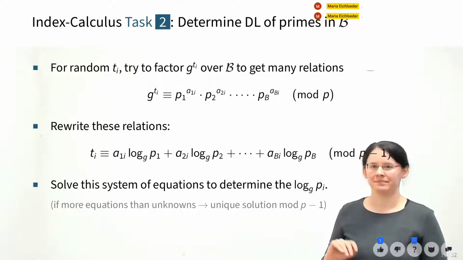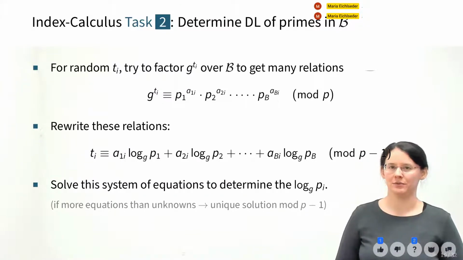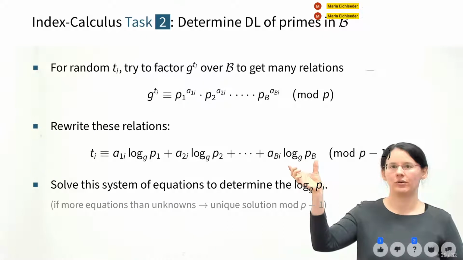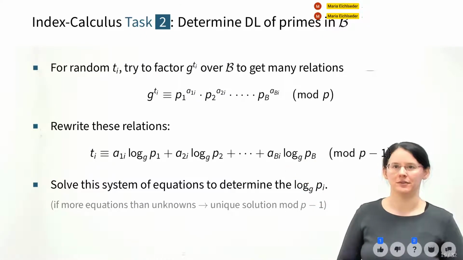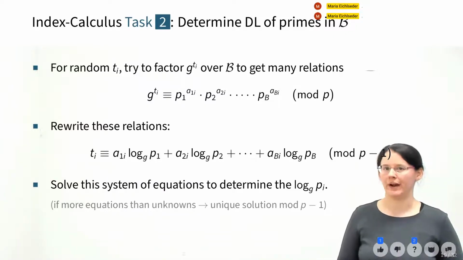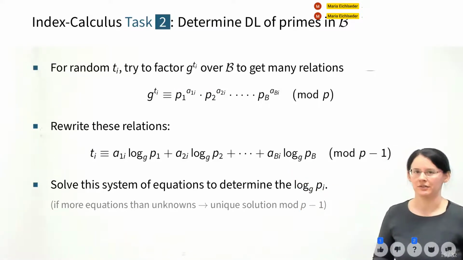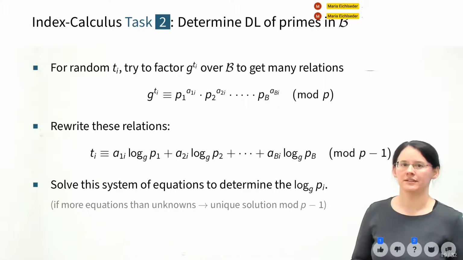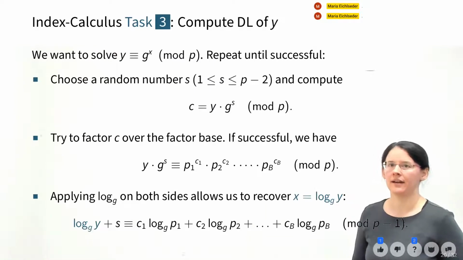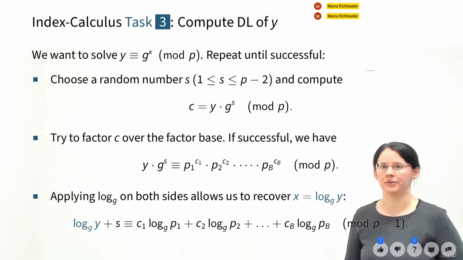Okay, what have we found after this step 2? If we solved it, we now know the logarithm to base g of each of these prime numbers. What we haven't talked about yet is the challenge number y. And now we need to use this information here to find out something about our challenge number. So let's do that. And this is the step number 3.